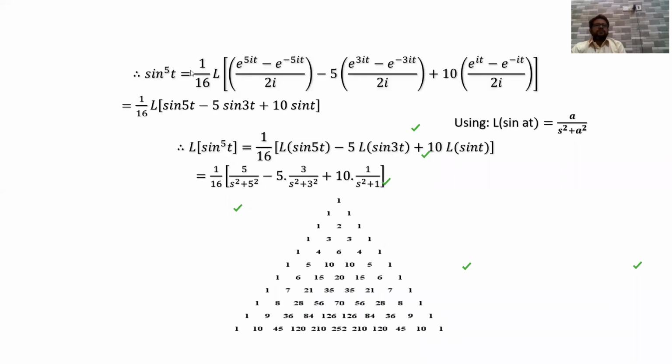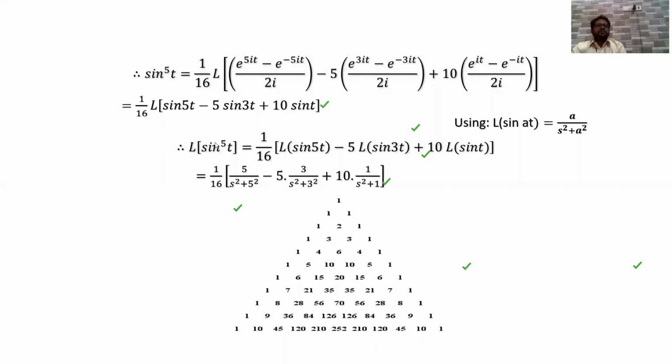So sin raised to 5t equals 1 upon 16 times (e raised to 5it minus e raised to minus 5it upon 2i, minus 5 times e raised to 3it minus e raised to minus 3it upon 2i, plus 10 times e raised to it minus e raised to minus it upon 2i). So this is the form of circular functions. So by the circular formula, this will be sin 5t minus 5 sin 3t plus 10 sin t. So this is the linear form.